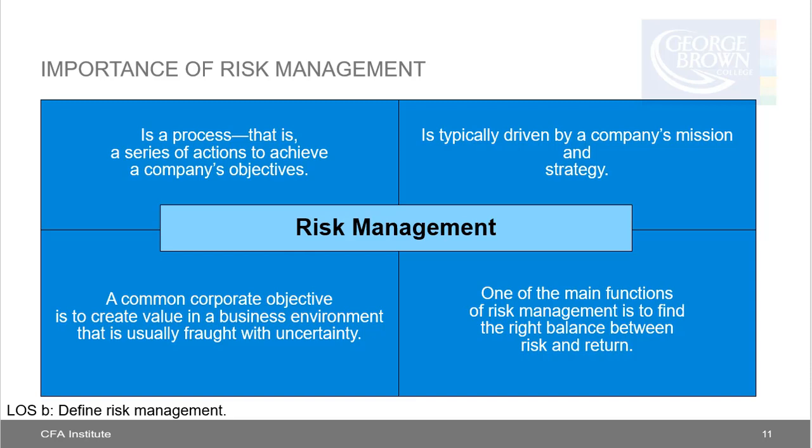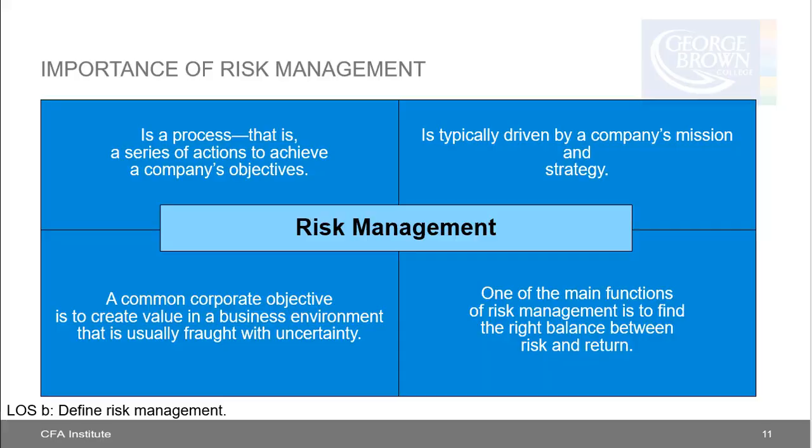One of the main functions of risk management is to find the right balance between risk and return. Shareholders in a company or investors in a fund have invested their money for the promise of a return at some risk level. By limiting the effects of events that may derail the company's ability to achieve its objectives while benefiting from opportunities to grow the company profitably, risk management plays an important role in delivering value for these shareholders and investors.